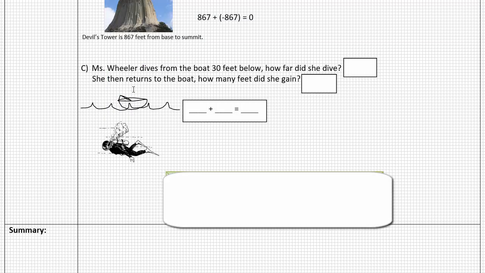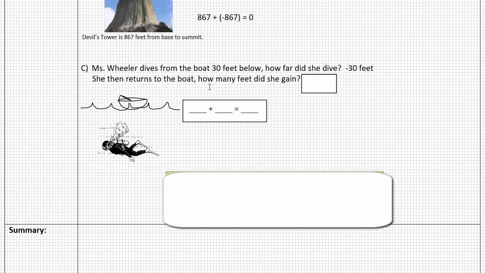So here is our third example. Ms. Wheeler, our counselor, if you don't know, is an avid diver. She dives from the boat, here's my drawing of the boat, 30 feet below. How far did she dive? So the boat is at the water level, right, and she's going down below the boat 30 feet. So she dove -30 feet. Right? So we're going to describe that she's going down below the boat.